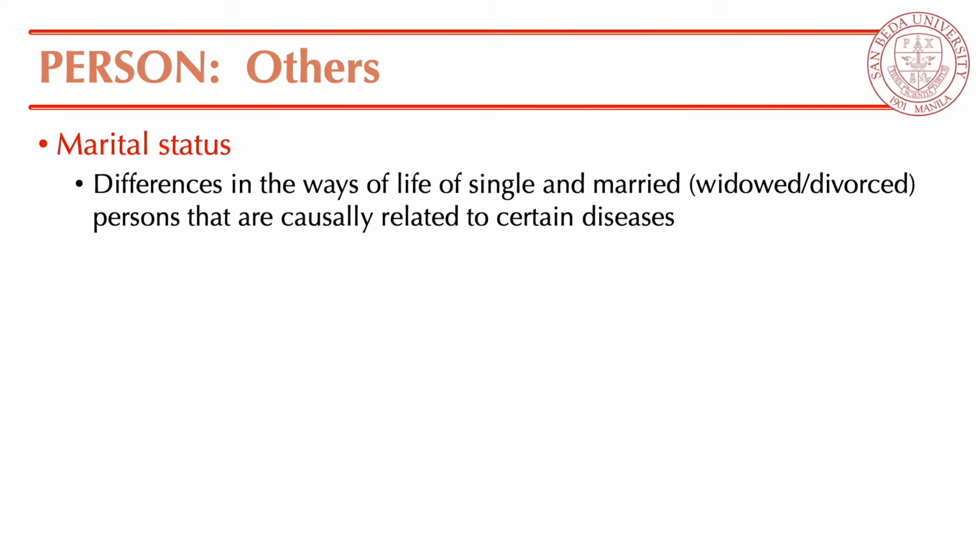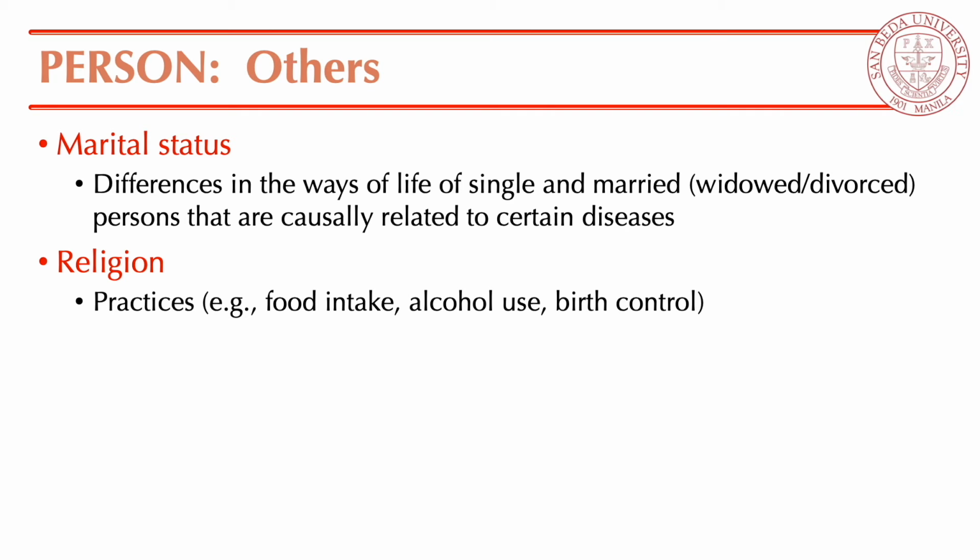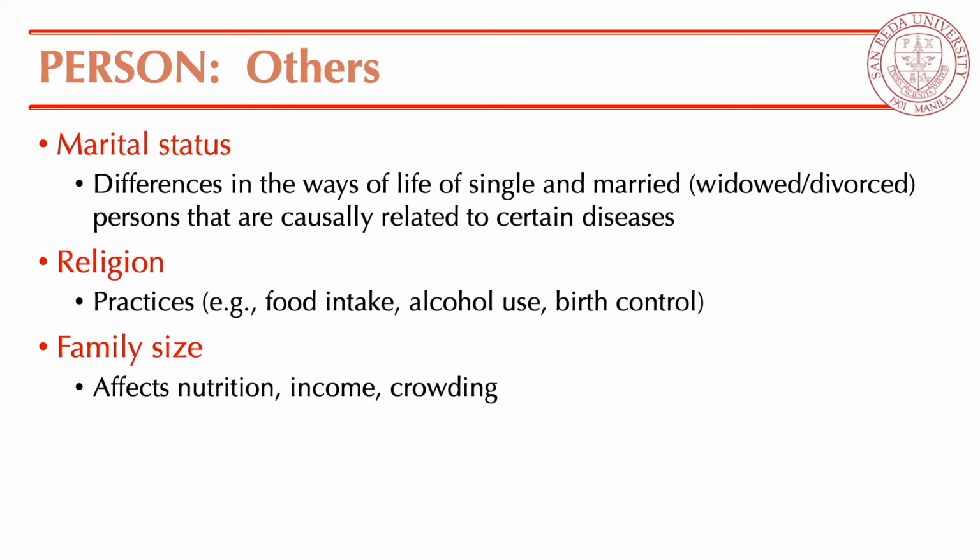Marital status is another important personal characteristic in epidemiology, because there are certain differences in the ways of life between single and married individuals that can be implicated in certain clinical conditions. Likewise, different religions can have different attitudes towards certain practices such as food intake, alcohol use, and the use of birth control.